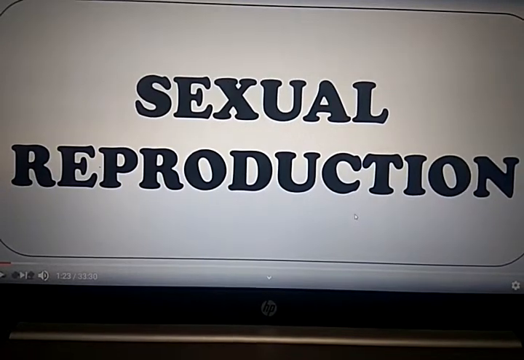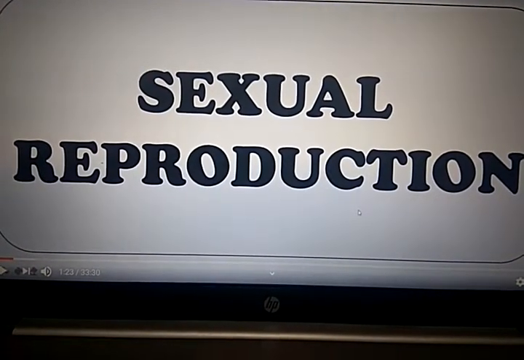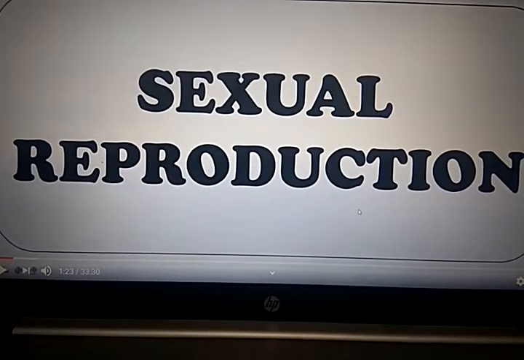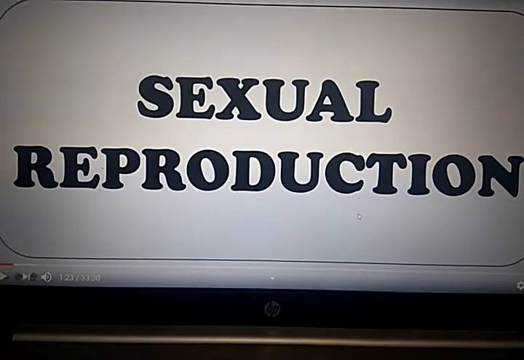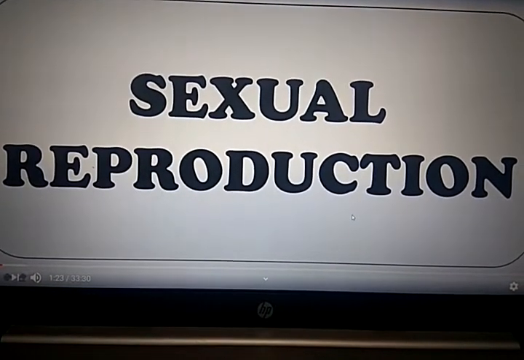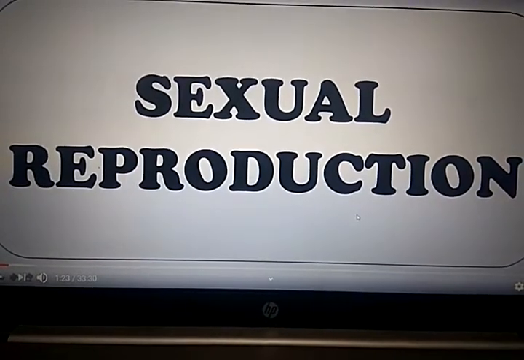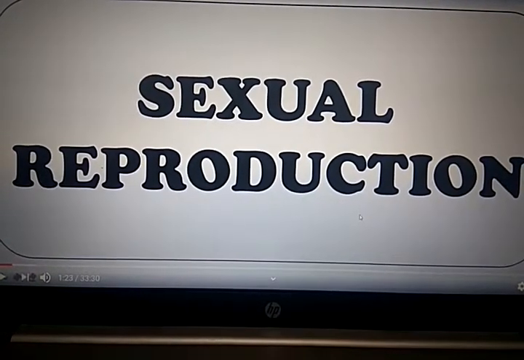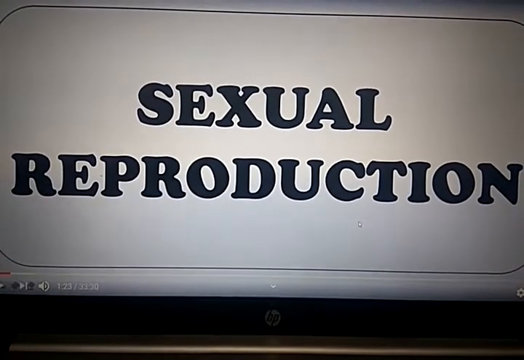Grade 7, chapter number 12, reproduction in plant. Our today's subtopic is sexual reproduction. In our last topic, we had seen asexual reproduction and its types. Today's point is sexual reproduction. Let us see it in detail.